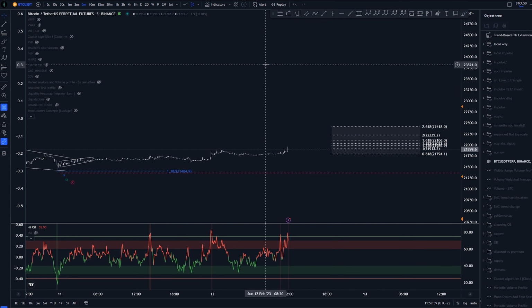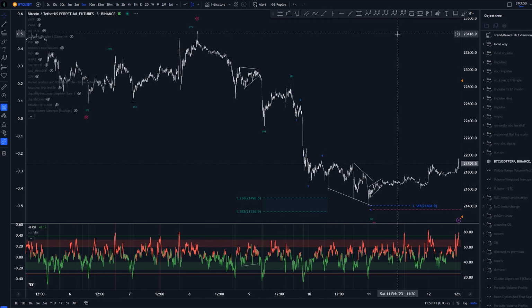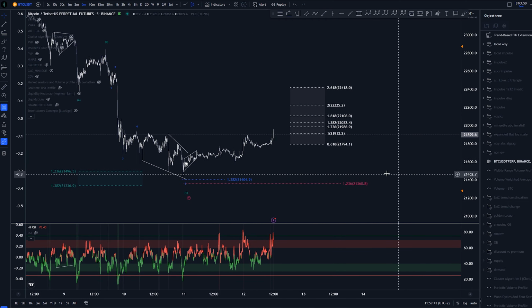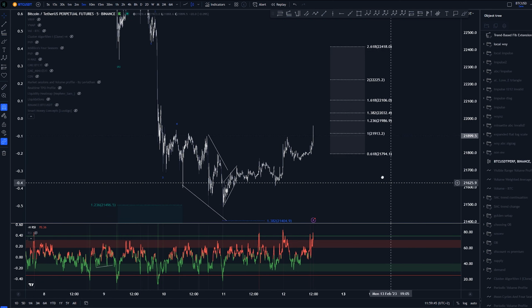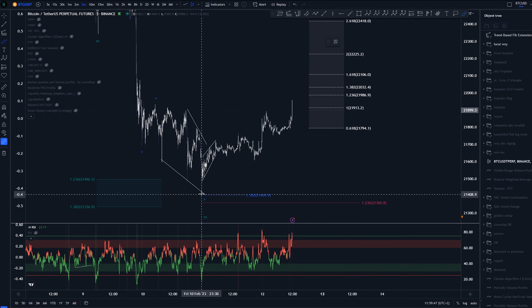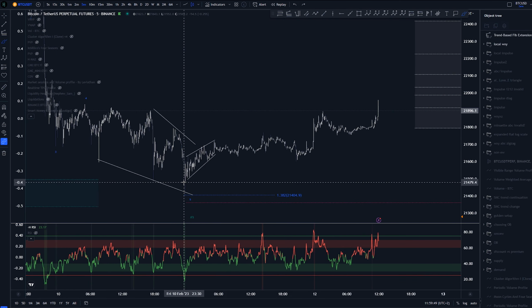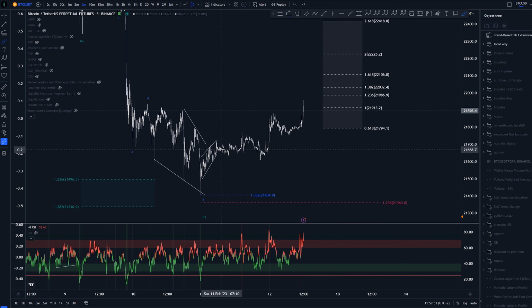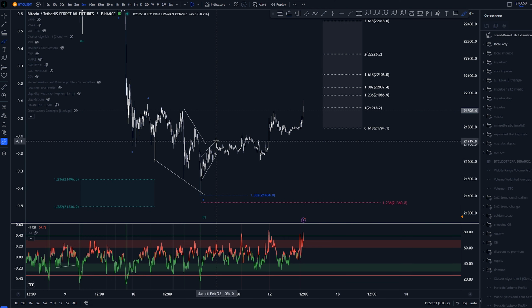Now, smaller time frame, let's take a closer look, which is here. The only way I could currently label this is that this is some kind of leading diagonal. A lot of overlapping structures. If we want to be more bullish, this would be a leading diagonal. If we want to be more bearish, this would be a leading diagonal. I can't really get into anything else.